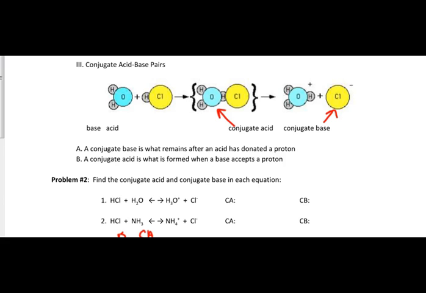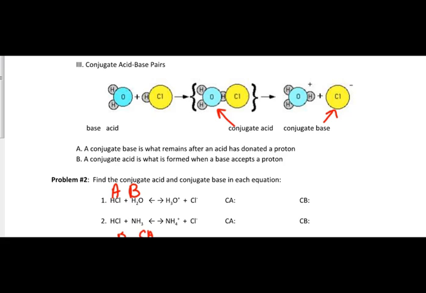So let's look at your example. It says find the conjugate acid, the conjugate base in each equation. So first go through and mark what's your acid and what's your base. So HCl is your acid because it is a proton donor, and your water in this case is behaving as a base because it is a proton acceptor. So now go back and look at your definitions and try to figure out which one is the conjugate acid and the conjugate base. It doesn't matter which one you do first.